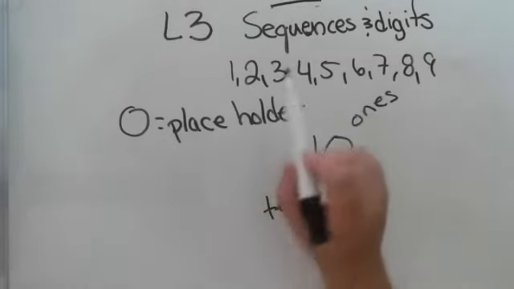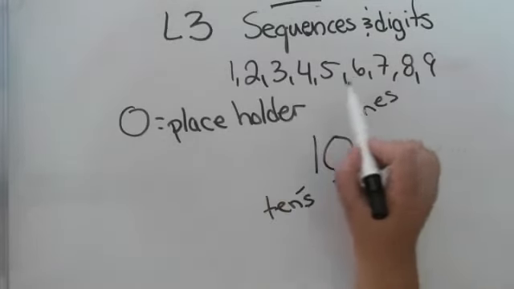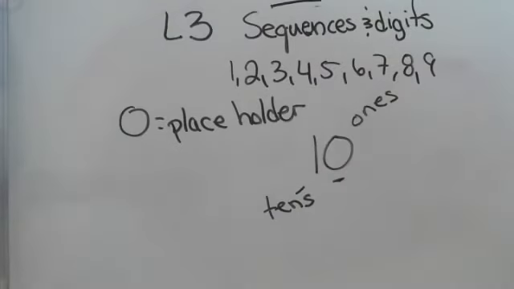But this is why I didn't put 0 up with these original digits. It's because while 0 is used to create all the numbers that we know, it is also referred to as a placeholder. And that's how I want you to think of it, as a placeholder. It means nothing is there.